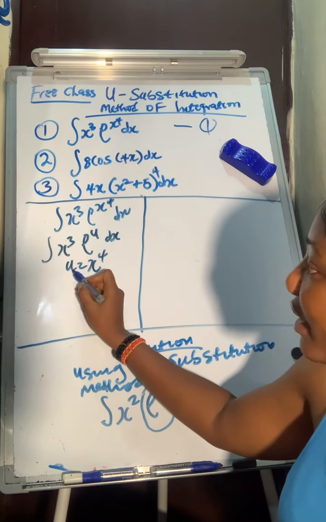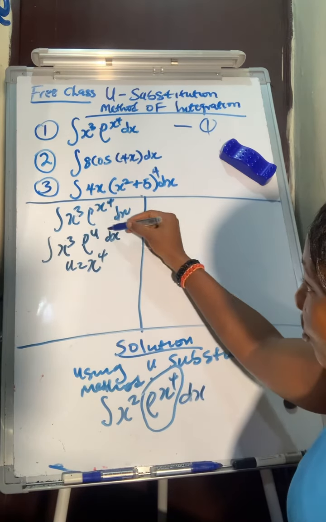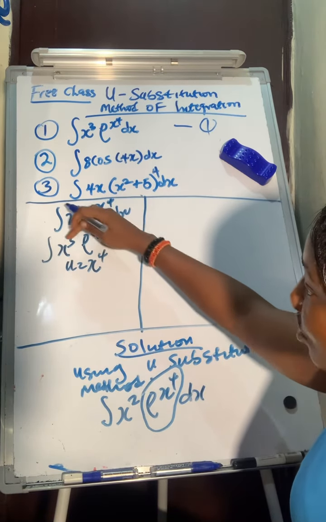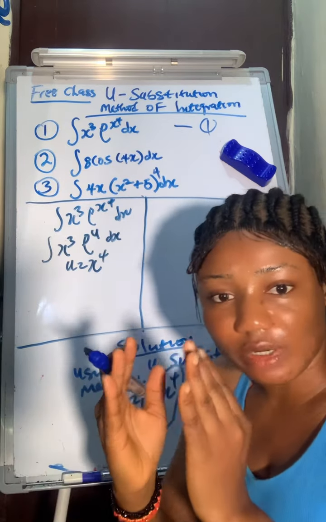Now we want to find du dx because we want to substitute to remove this and then break this thing down to get rid of exponential 3. Why are we doing it? We have two functions working together.